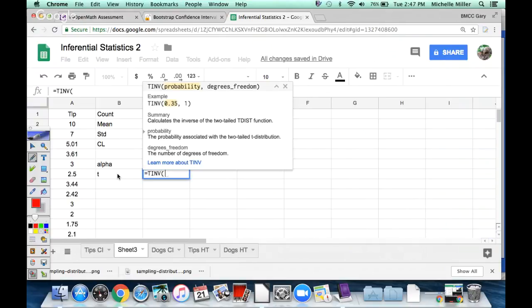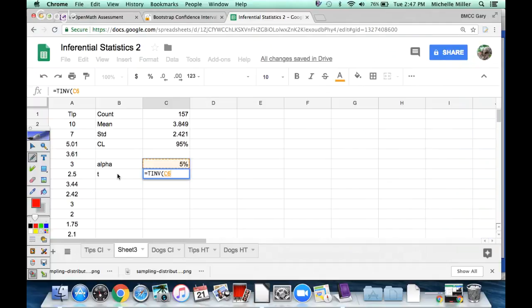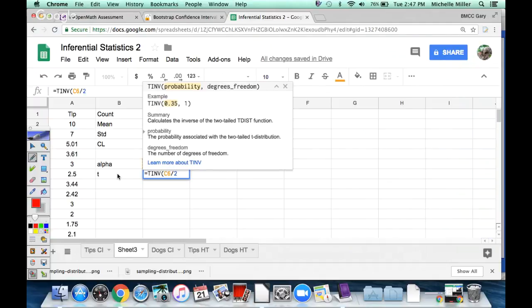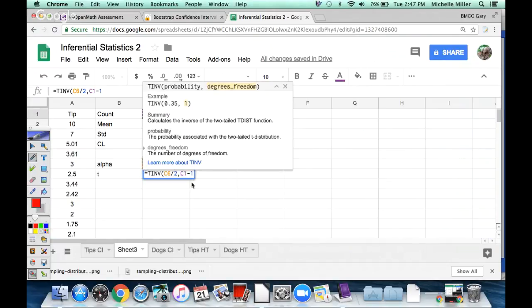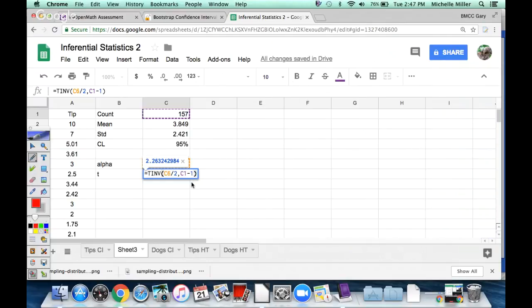It says, what's your probability? So it's not just alpha, but again, it's alpha over 2. So I'm going to grab my alpha value in cell C6 here, cut it in half. Wants to know how many degrees of freedom. And again, that's already kind of in the spreadsheet. So here I'm arrowing up to the count, and then I just take 1 away from the count, and that's all it needs. Hit enter. So it gives me a number of 2.26, which seems reasonable.